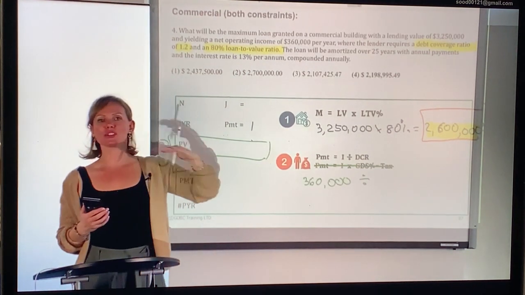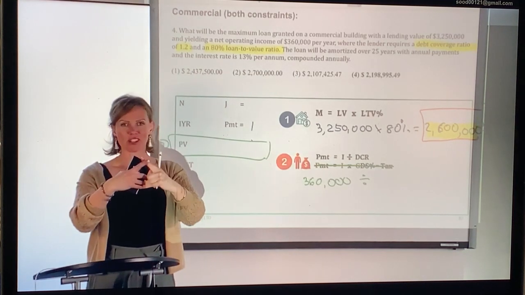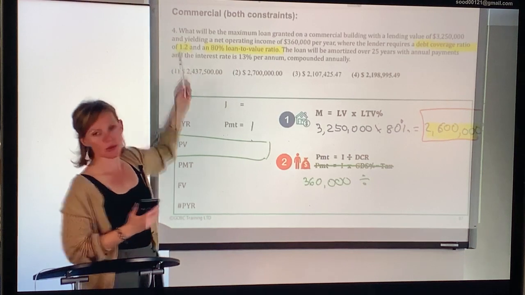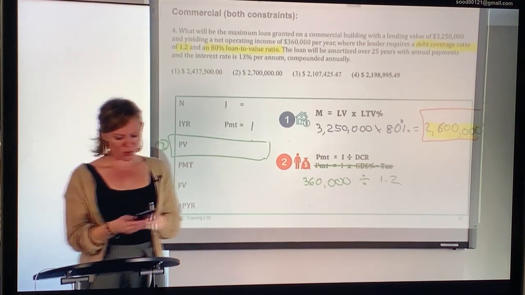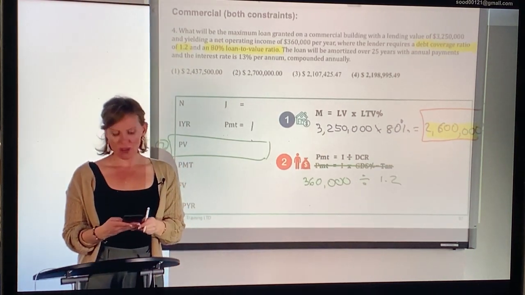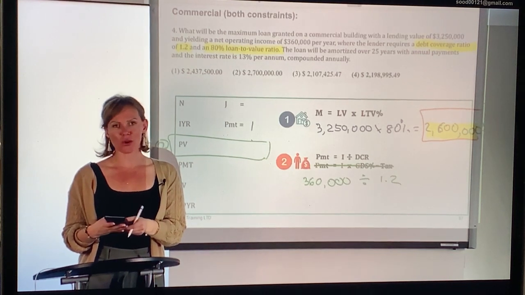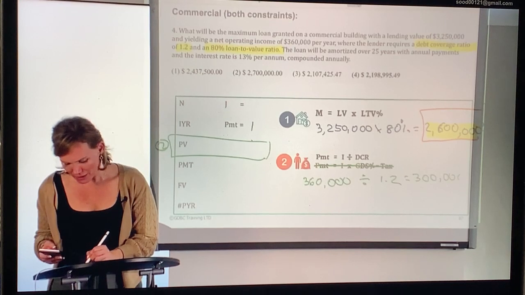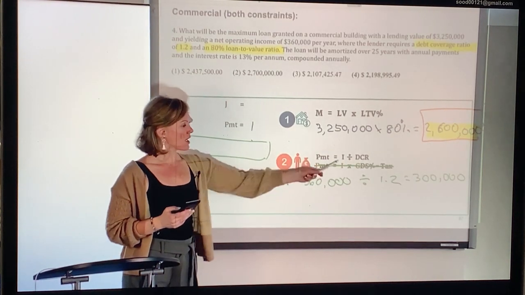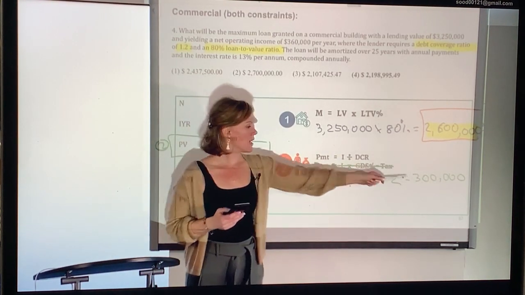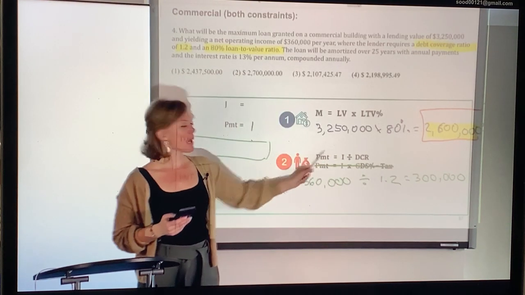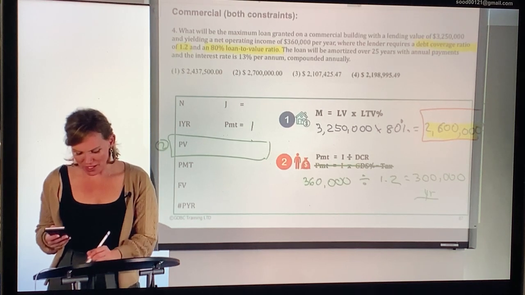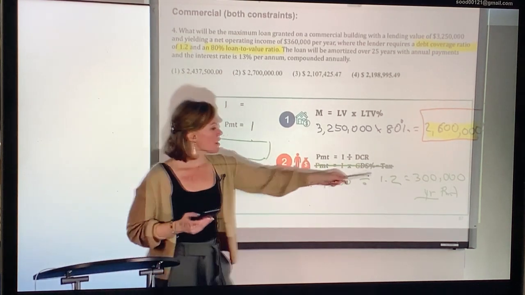Because it's commercial, you will divide. Commercial, you divide. Residential, you multiply. So 360,000 divided by whatever that small number is that's given to you. In this case, it's 1.2. Let's do it right now. Press 360,000, equals, then press 1.2, and then press equals. Don't press percentage. It should come up to 300,000. Income is per year. DCR equals 300,000 of a payment per year. So that's your yearly payment of 300,000.